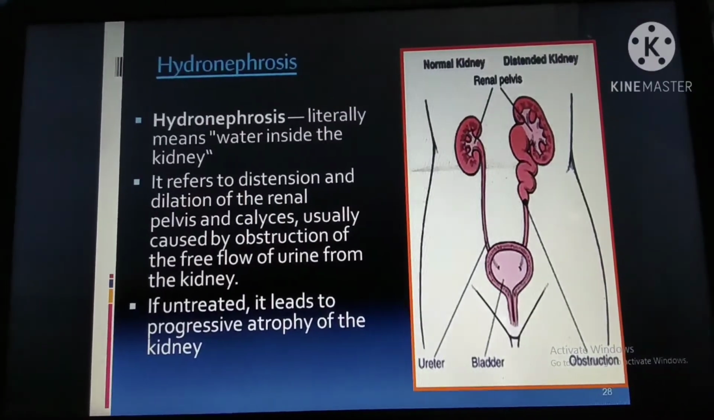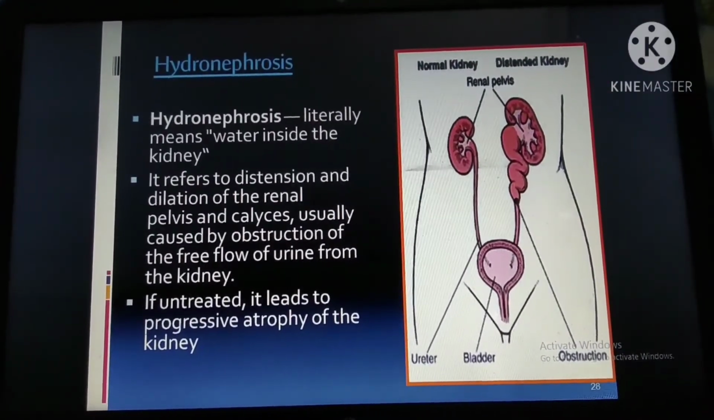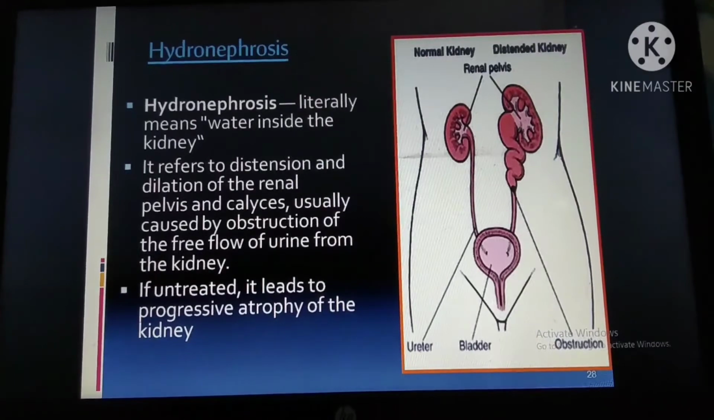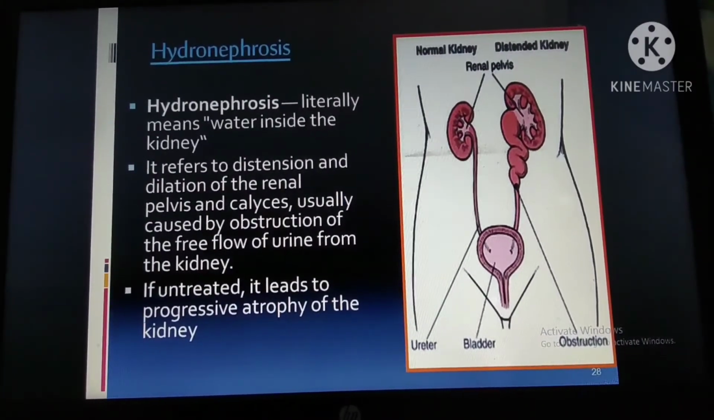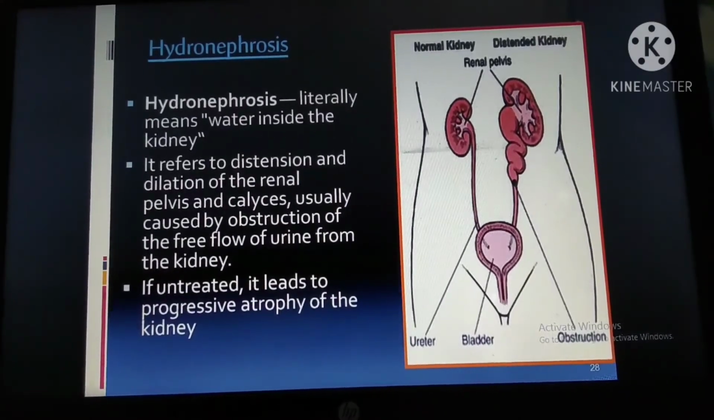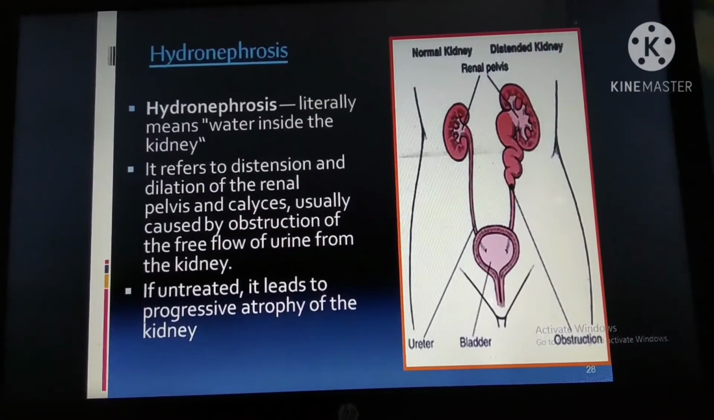Hydronephrosis literally means water inside the kidney. It refers to distension and dilatation of the renal pelvis and calyces, usually caused by obstruction of the free flow of urine from the kidney.